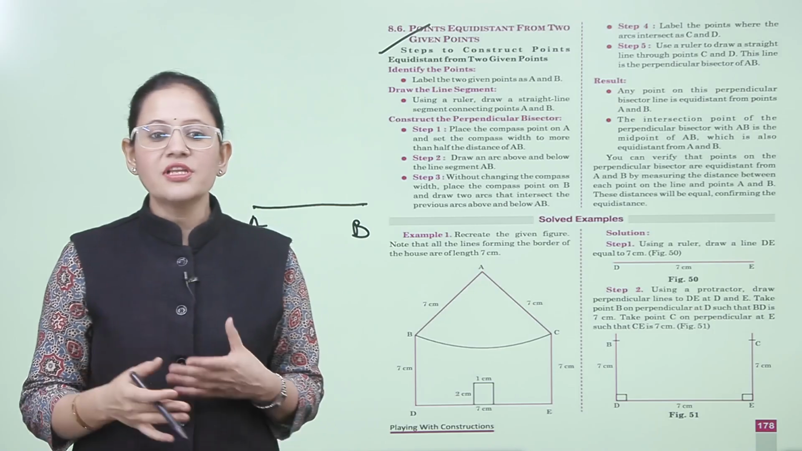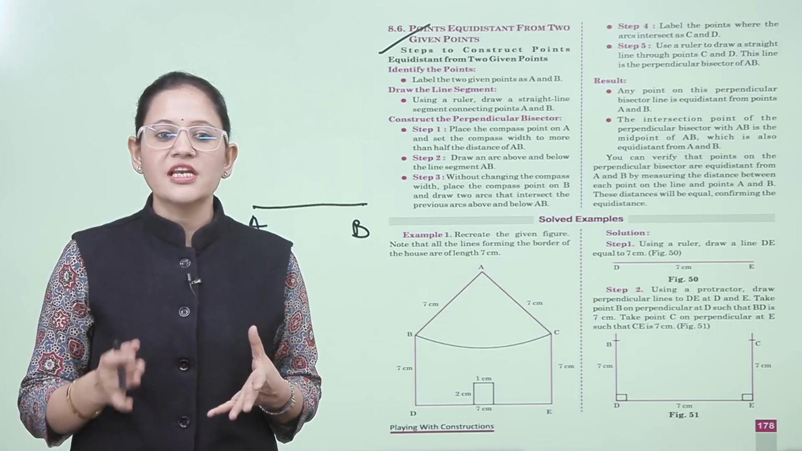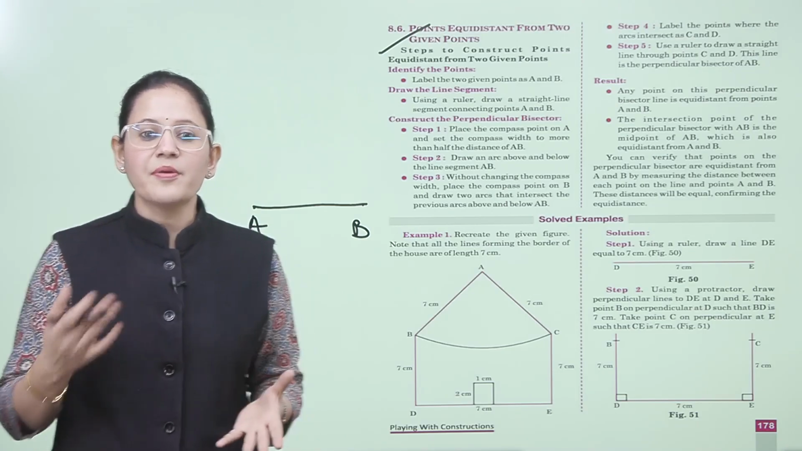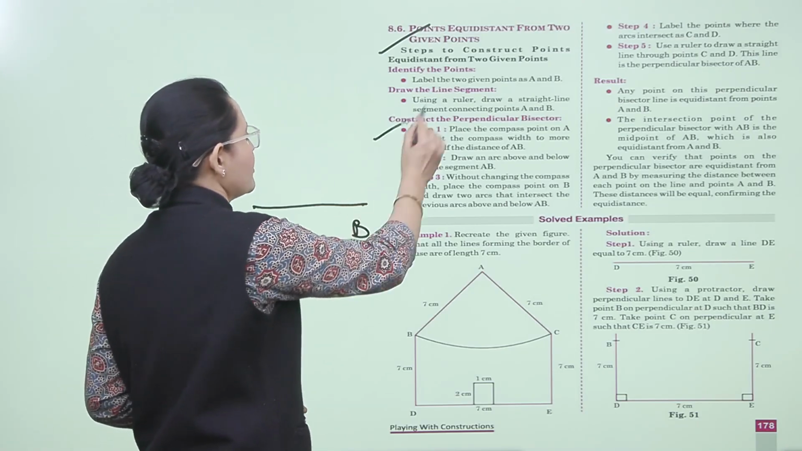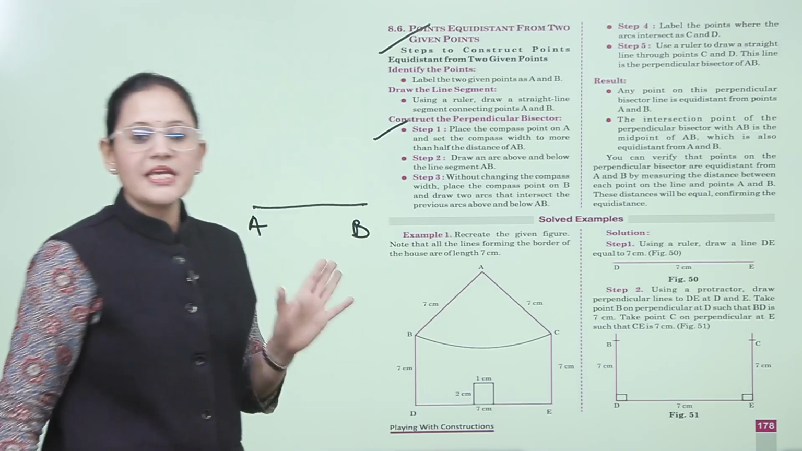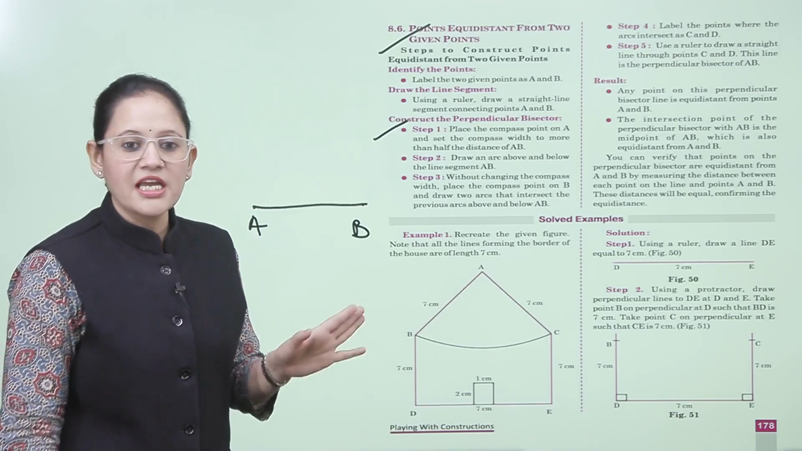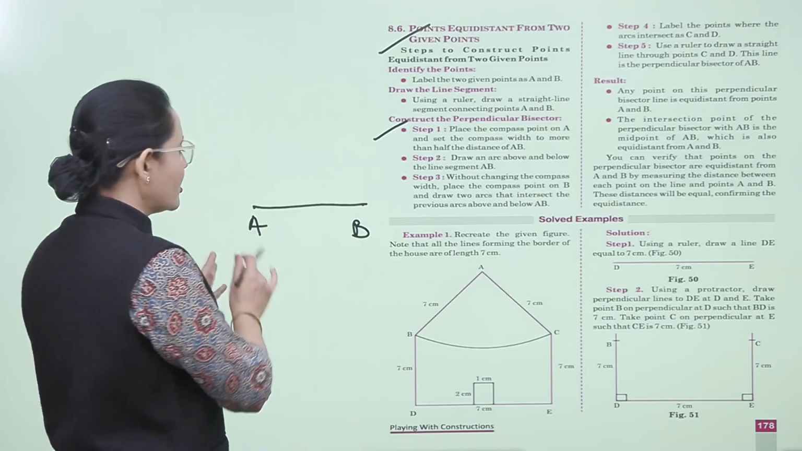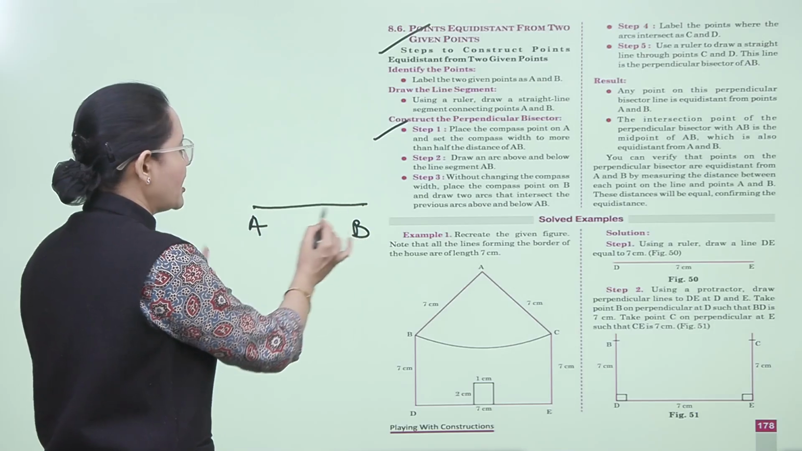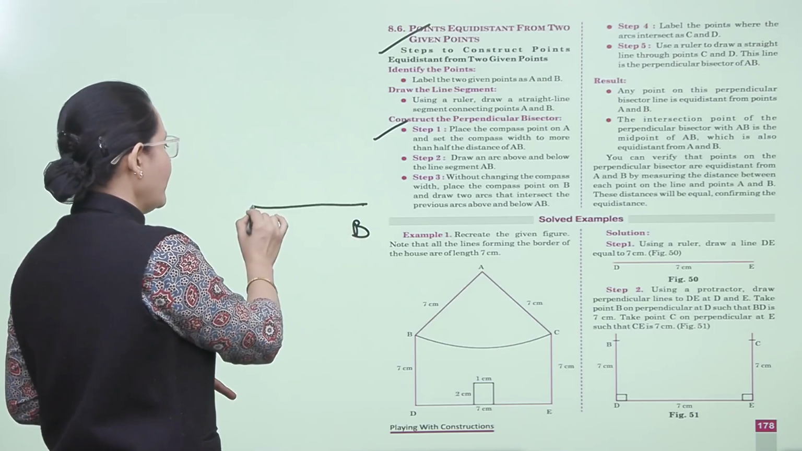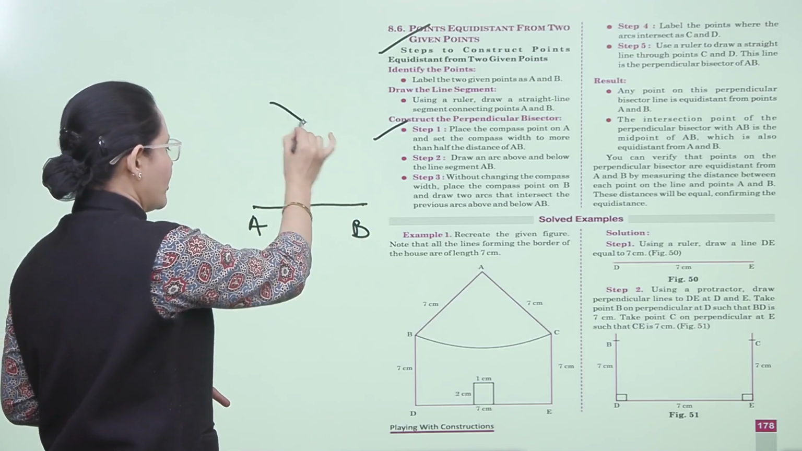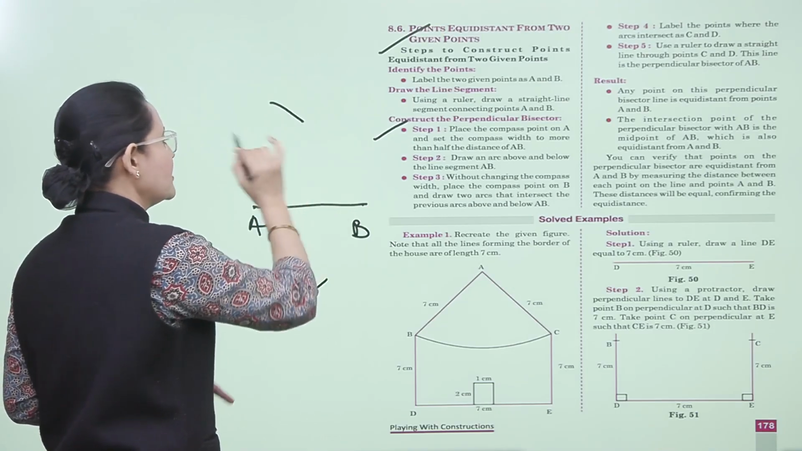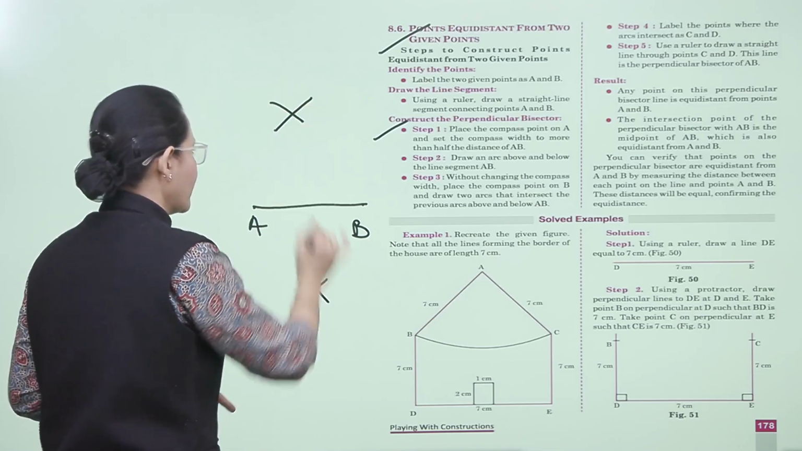Clear? Now draw the line segment using the ruler, the straight line segment connecting the points A and B. Now construct the perpendicular bisector. Place the compass at the point A and set the compass width to more than half of the distance. So the compass length should be more than half of the length of AB. We'll keep the compass at A and draw an arc, and here also. Now we'll take B as a center, same radius, and draw another arc.